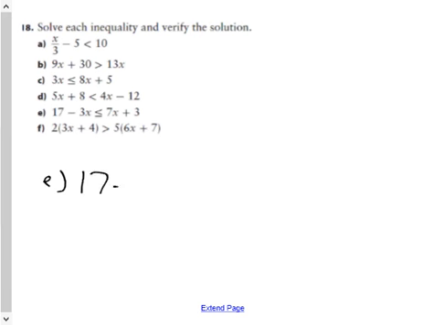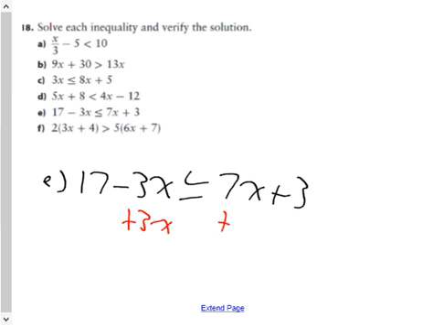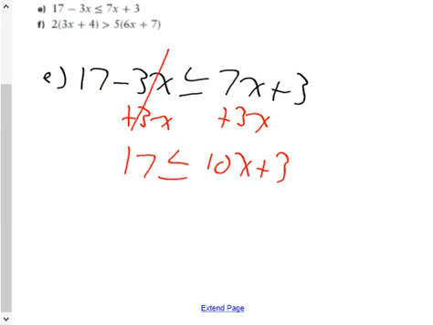Question E, 17 minus 3x is less than or equal to 7x plus 3. Again, we have two terms on both sides. I'm going to get rid of it on the side that has the least amount, so I'm going to add 3x to both sides, getting rid of this term entirely. 17 is less than or equal to 10x plus 3. I'm going to subtract 3 from both sides.